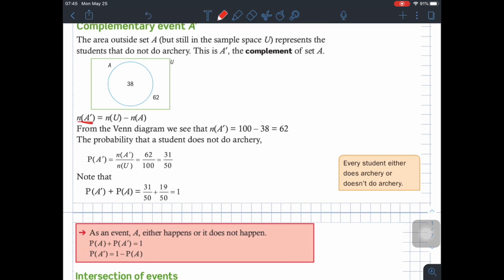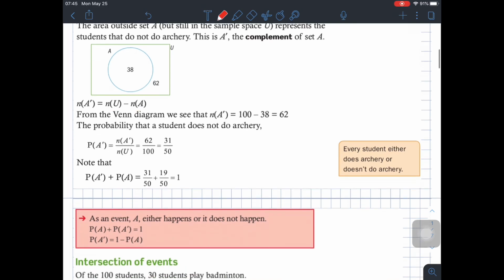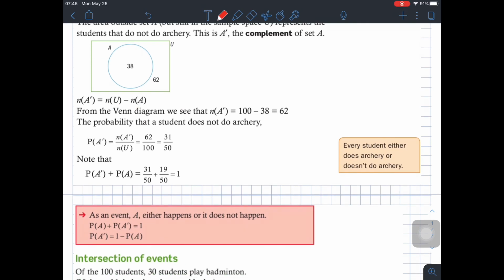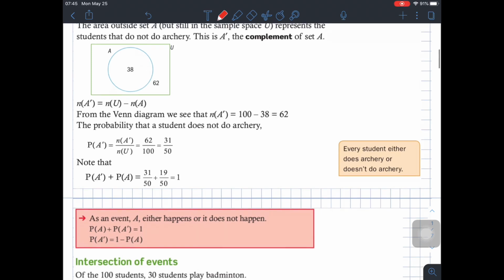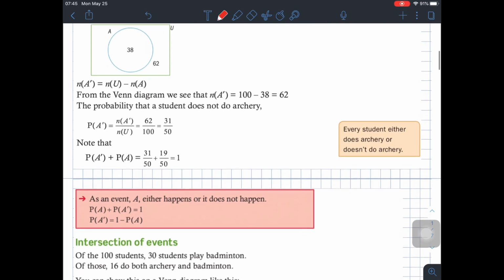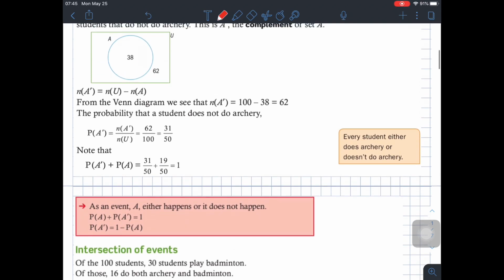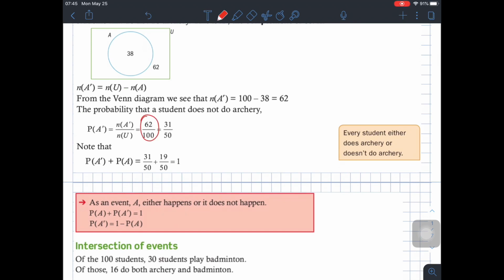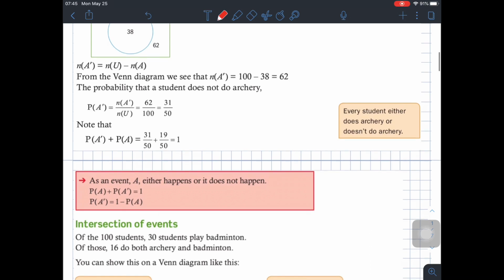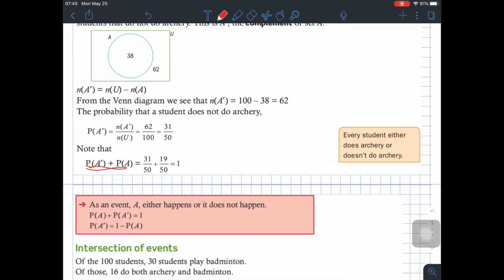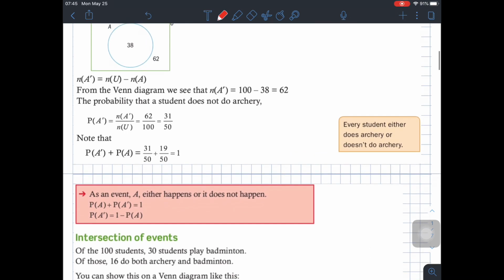So how do we find the complementary event? It's the universe minus the particular event, right? From the Venn diagram, we see that the complement of set A is 100 minus 38, which is 62. So the probability that a student does not do archery is 62 over 100, which if we simplify gives us 31 over 50. So this is very important because this is the first property we're going to see today.